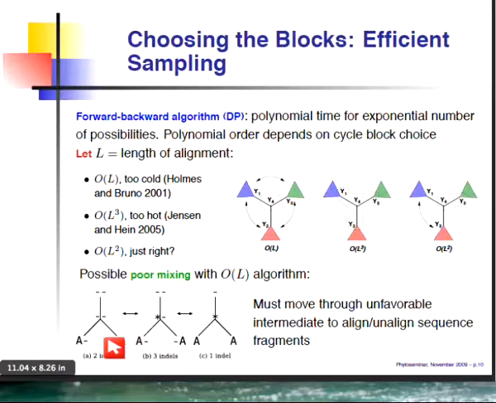So here are two indel events, and I want to get to one indel event. In order to do it, I need to go through a 3 indel event state. So it's going to be very slow computationally to use that approach. Now, Jotun and his group very quickly pointed that out and proposed a cubic algorithm.